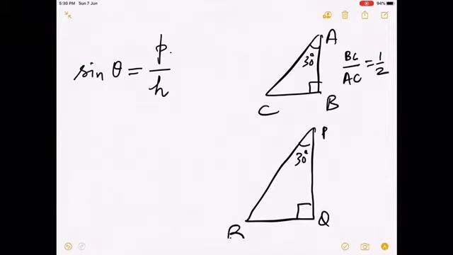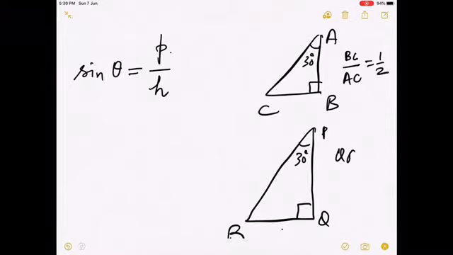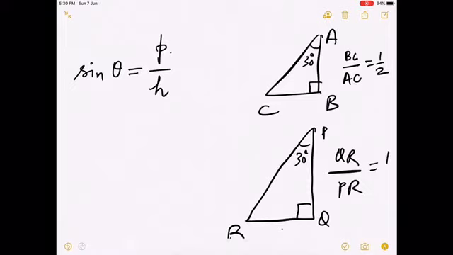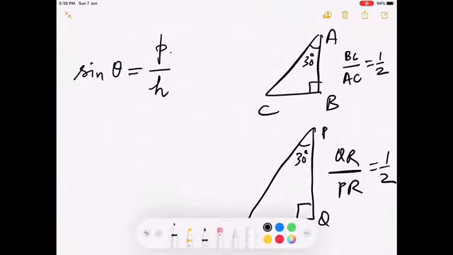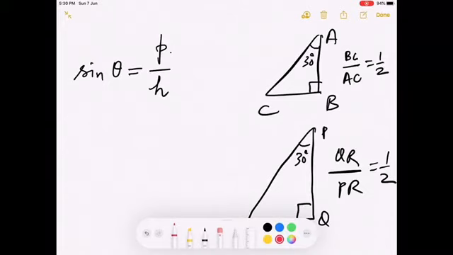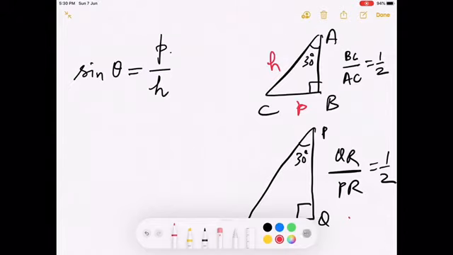Apart from the right angle, it has the same angle. So if I write down again the ratio of QR upon PR, then the value is again going to be half, because as we know, here we wrote the ratio of perpendicular to hypotenuse, and here also we are writing down the ratio of perpendicular to hypotenuse.